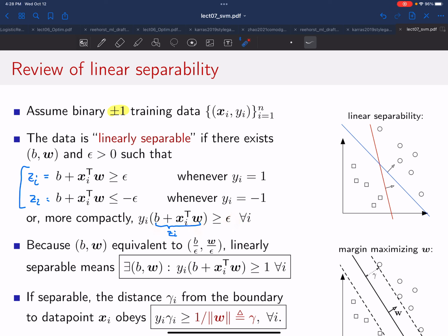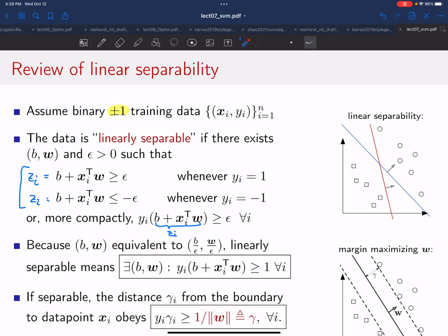So it basically says you don't have to worry about this being a specific number epsilon or some positive number. You can actually fix this number at 1. It means that if you can find some b and w such that this holds for some epsilon, then you can find a different b and w that's scaled such that this holds with epsilon equals 1. And that allows us to finally rewrite our linear separability as this nice equation here, which doesn't involve any epsilons.